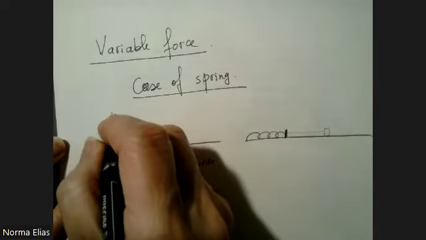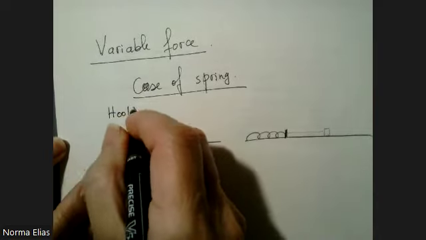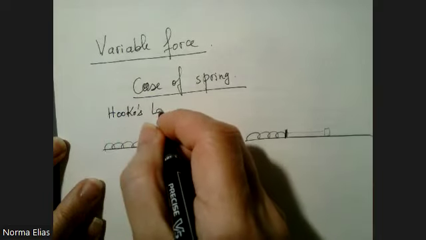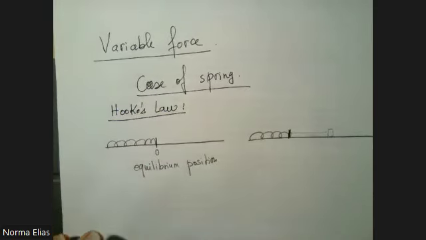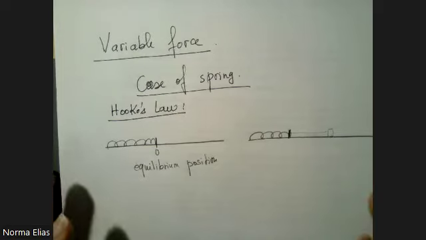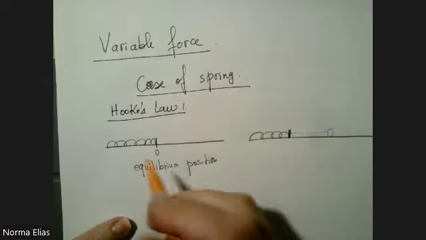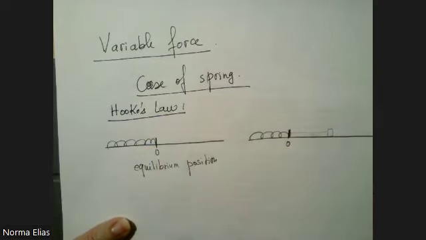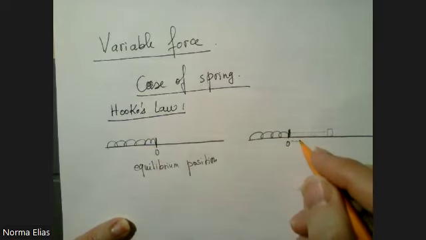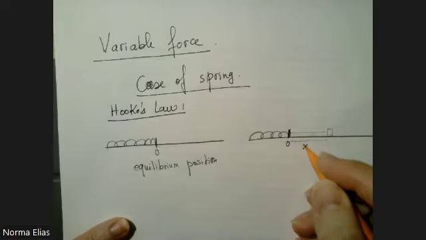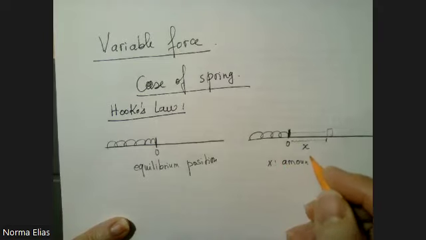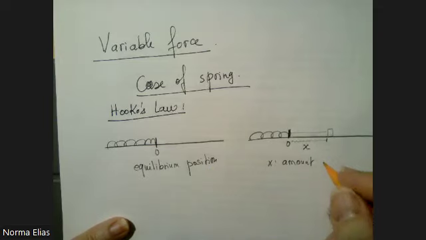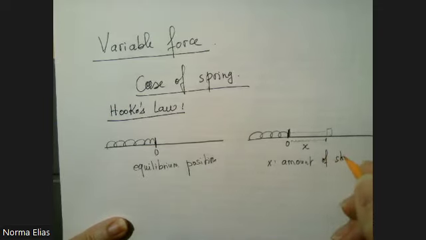So I'm going to put here something you have probably seen before, Hooke's law. Hooke's law is an experimental law that gives us a formula for the force. What does Hooke's law tell us? Suppose we have a spring at its equilibrium position, and we stretch it a distance x. So x is the amount of stretching, not the length of the spring. That's crucial: x is the amount of stretch.